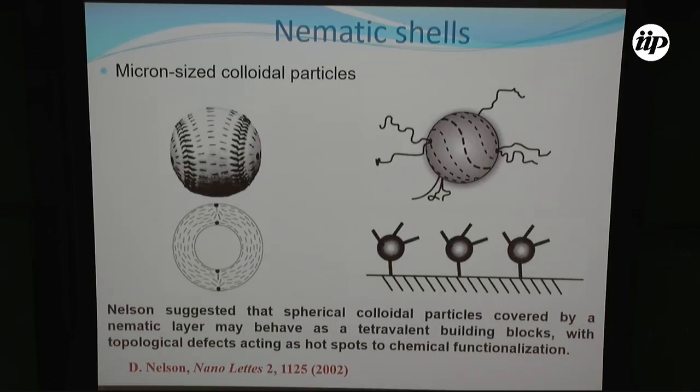Okay. And in 2002, David Nelson suggested that you can use nematic drops, but as a nematic shell, to build building blocks to explore tetravalence, like chemical building blocks. In this case, we have two pairs of bosons, and we have four valence spots, which you can use to functionalize with a polymer and induce complex structures with this nematic shell.